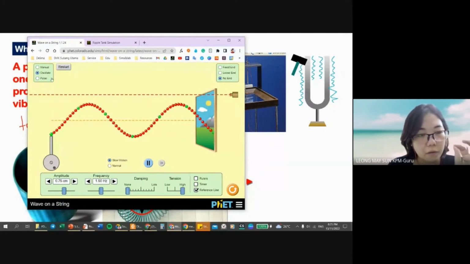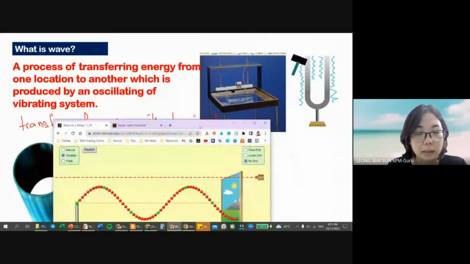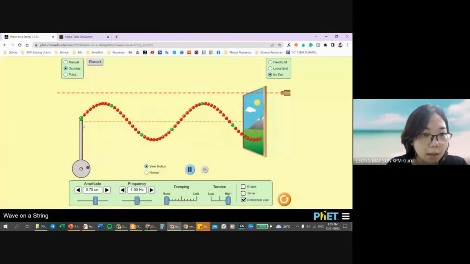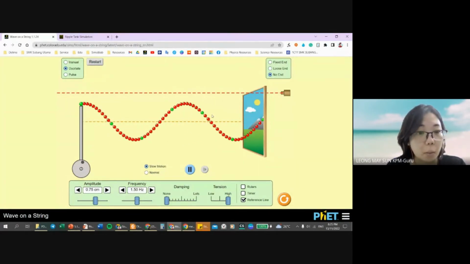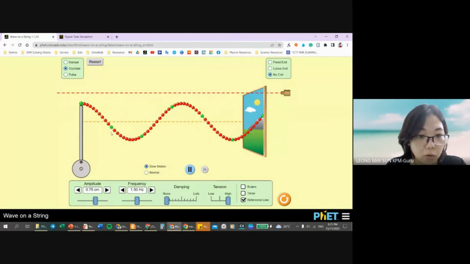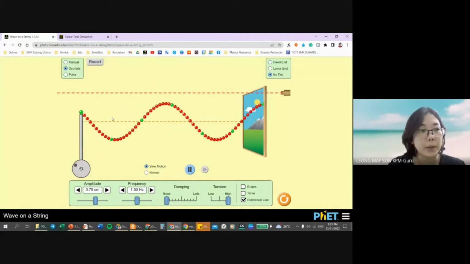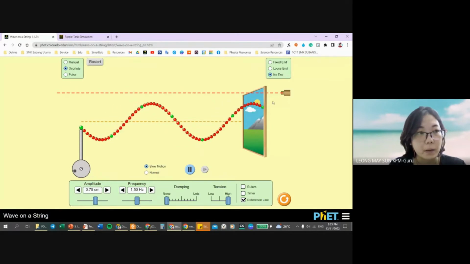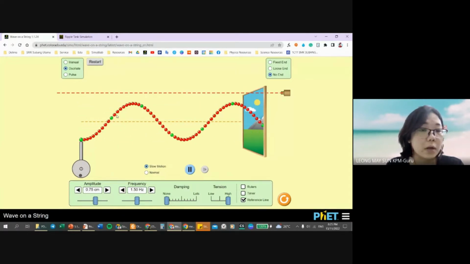The definition of wave, which is transfer of energy without transferring matter, means that the energy is actually moving from this position towards the right hand side. That is how the wave is moving. That's called a wave profile. But the matter is the green color particle. The green color particle is still moving up and down, but the wave energy is moving towards the right side. So this is what it means by wave transfers energy without transferring matter.